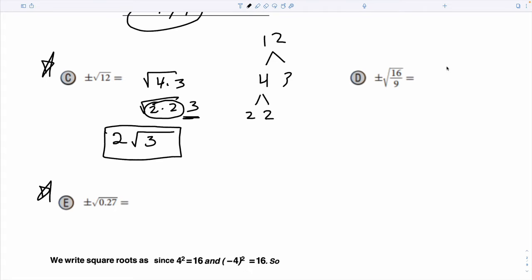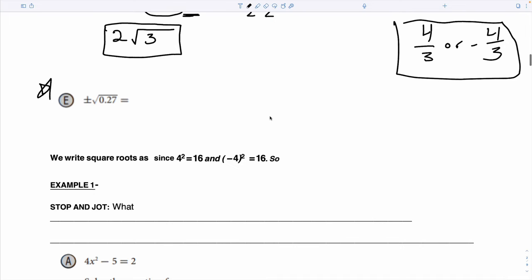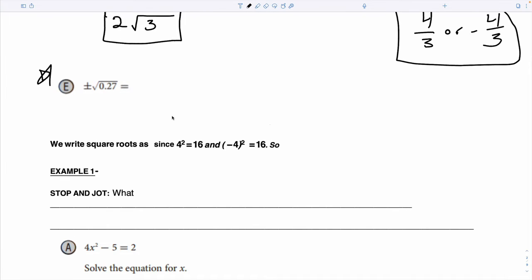D, the square root of 16 over the square root of 9 is the same thing as this. So this answer could be 4 over 3 or -4 over 3. Square root of 16 is 4, square root of 9 is 3. 4 over 3 is the same thing as the square root of 16 over 9. Don't worry about C too much. So in summary, we write the square roots as plus and negative signs. Since 4 squared is 16 and -4 to the second is 16, they can both work.